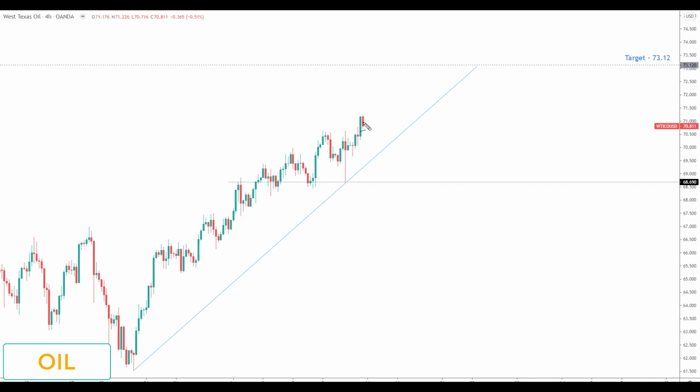Any pullback in this market next week is going to be viewed as another opportunity to start to look for bullish reversals up towards the next key resistance, the upside and the target set at the 73.12.